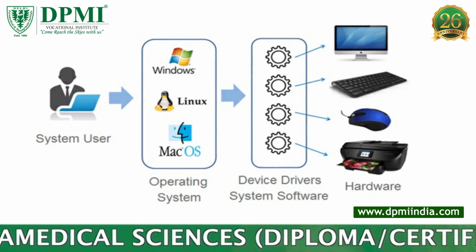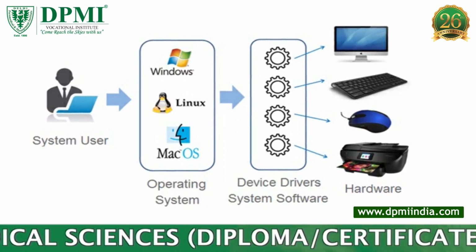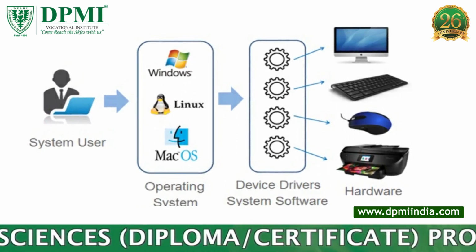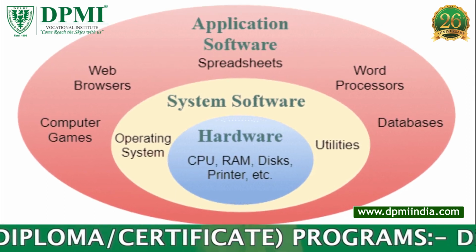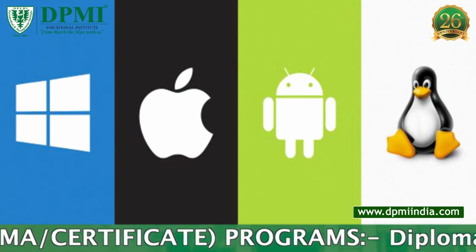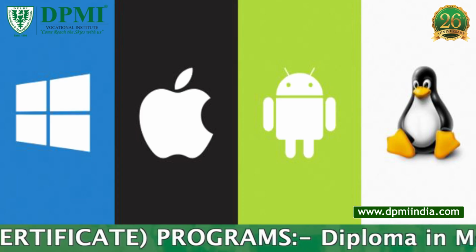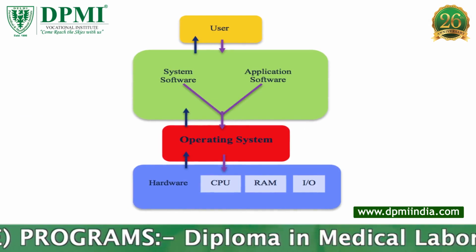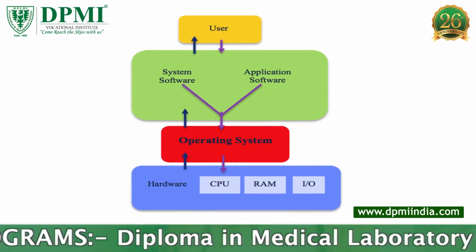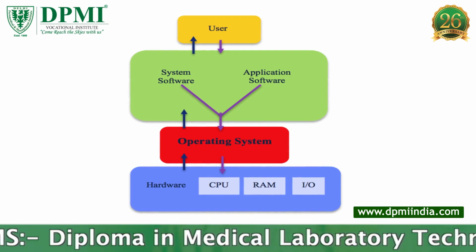System software is a set of programs that controls the computer hardware. System software is a platform for running the application software. System software consists of the operating system and utility software. The operating system is software that interfaces between users and the computer system.